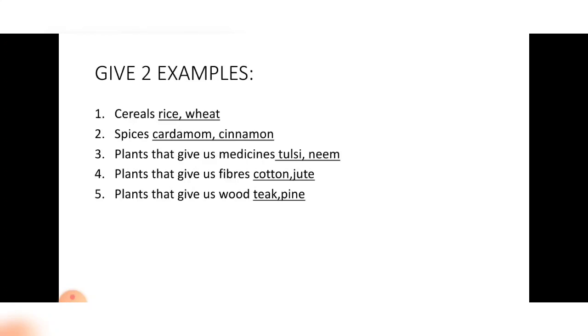The last one. Plants that give us wood. Teak, pine. Repeating from the first one. Cereals, rice, wheat, spices, cardamom, cinnamon. Plants that give us medicines, tulsi, neem. Plants that give us fibers, cotton, jute. Plants that give us wood, teak and pine.